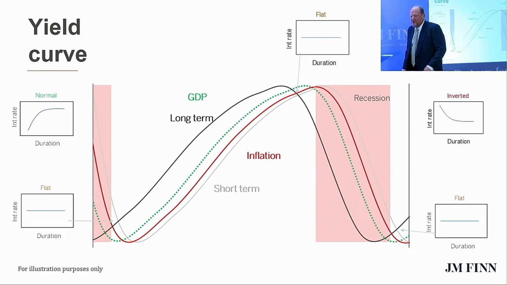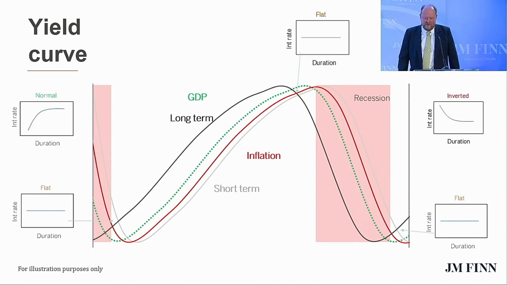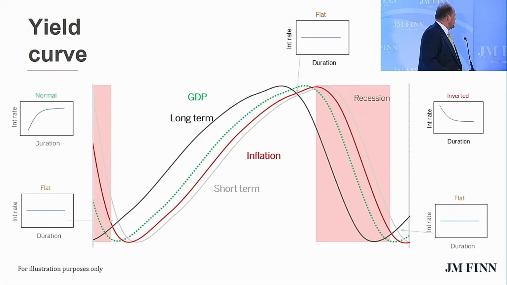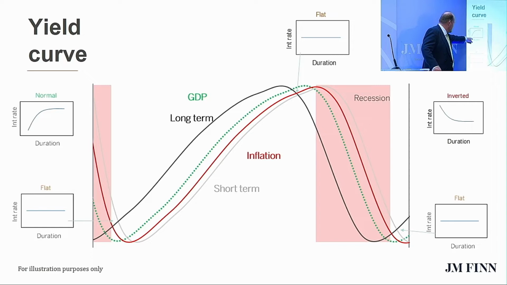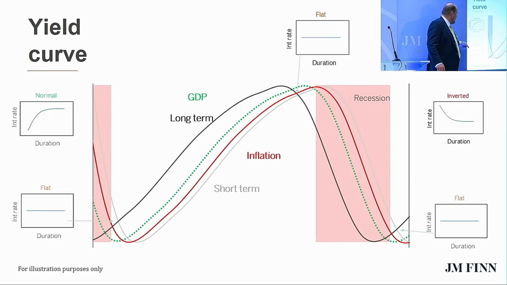You might have heard people talk about the yield curve, and I'm just going to run through this. The yield curve is illustrated here. We've got duration, i.e. the length of the maturity of the bond, on this axis and interest rate here. And a normal yield curve is when long-term bonds yield more than short-term bonds.